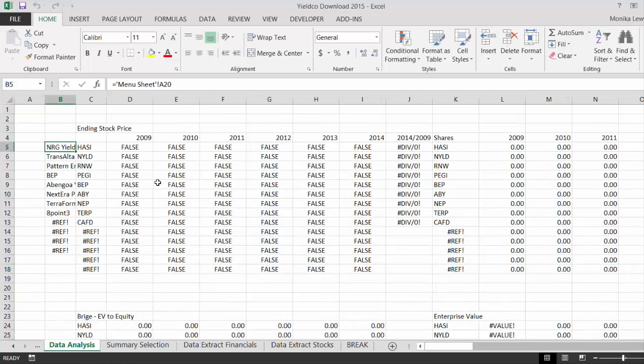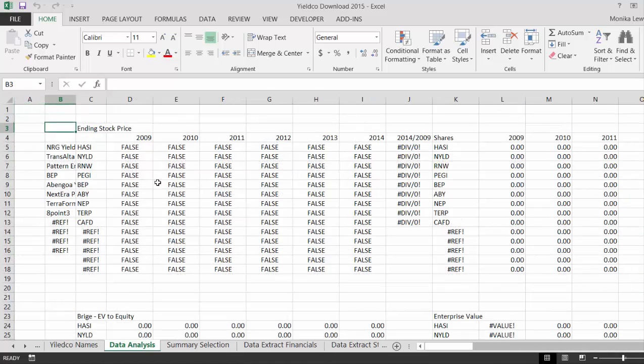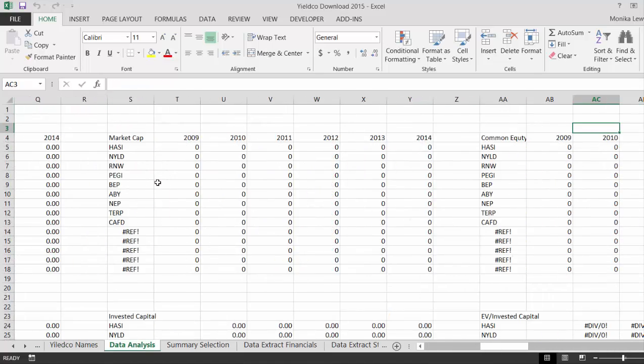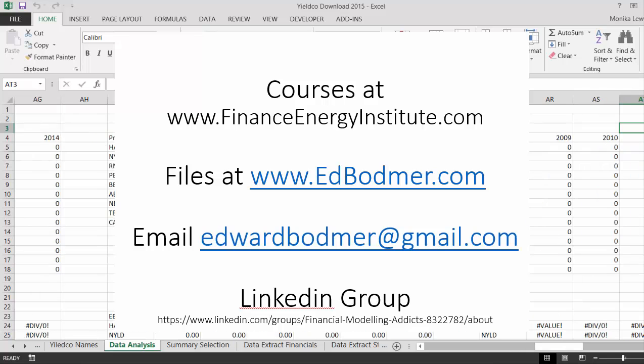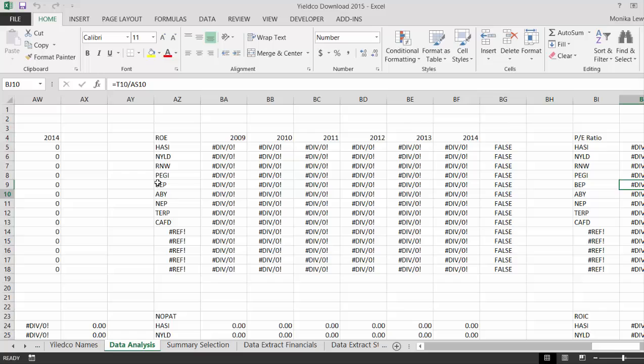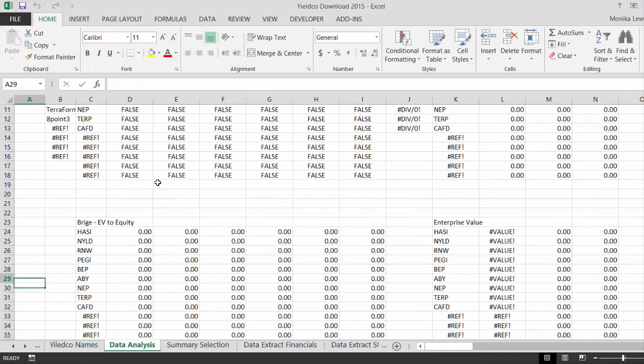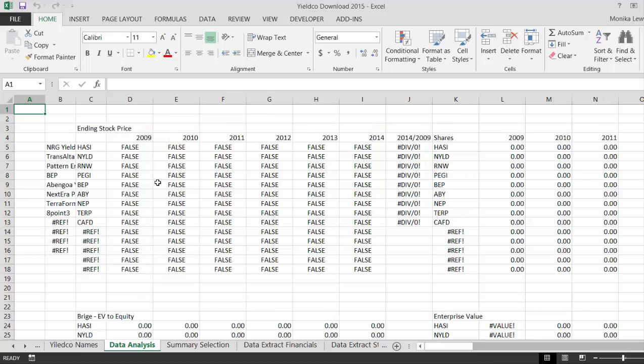And finally, we can do some data analysis. I hope we have the ending stock price, common equity, price to book ratio, and finally ROE and PE ratio, and we can try to, from that, derive what the cost of capital is. Now, I probably won't be able to do it perfectly, but I'm going to try.